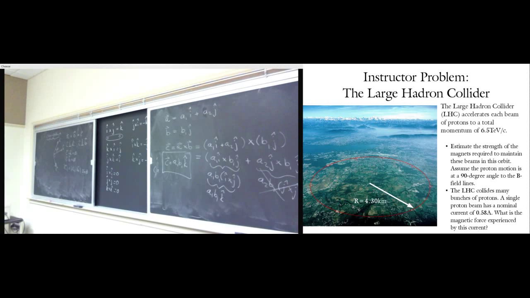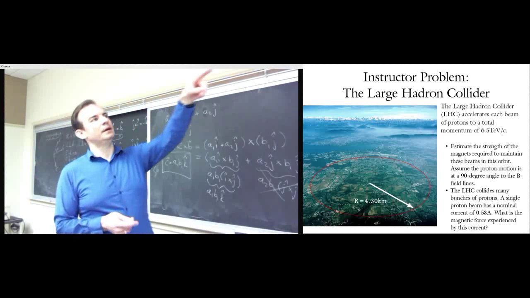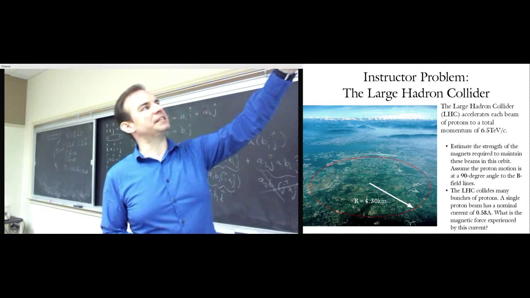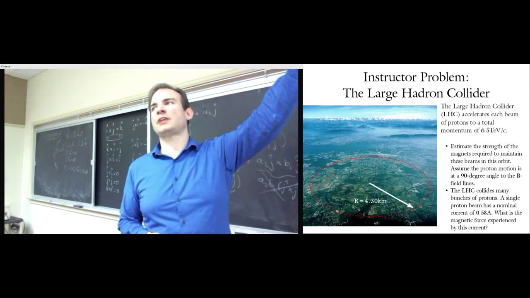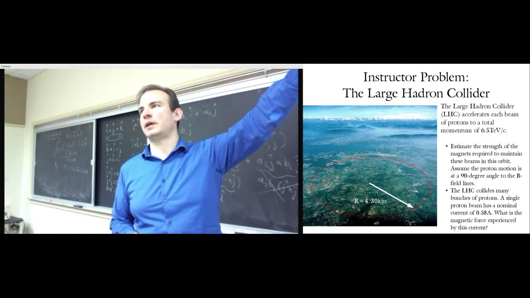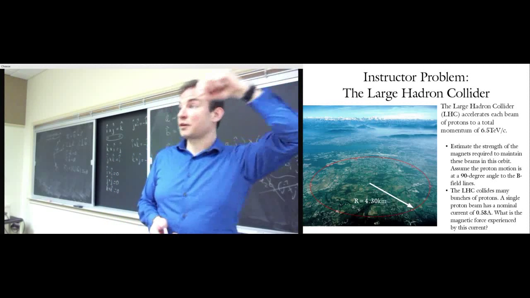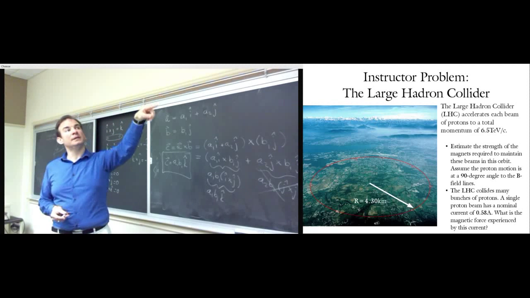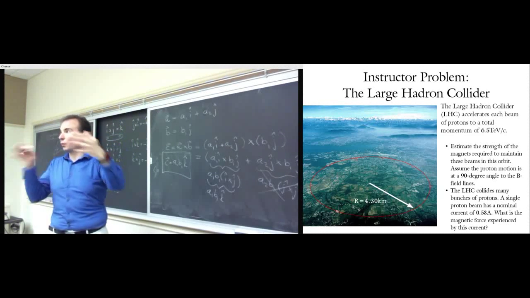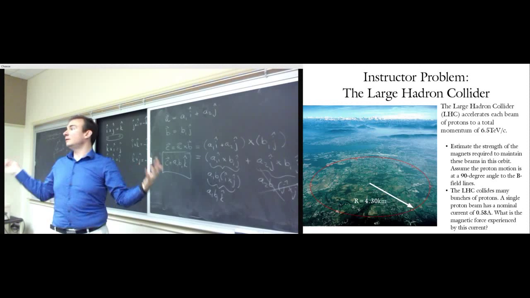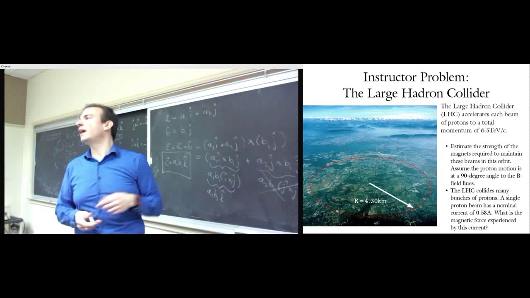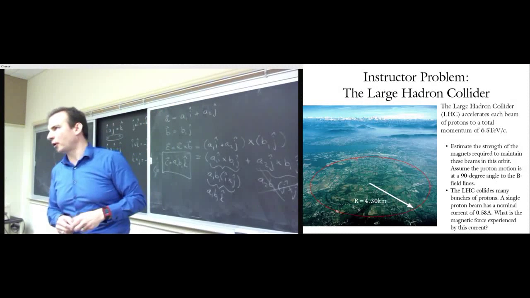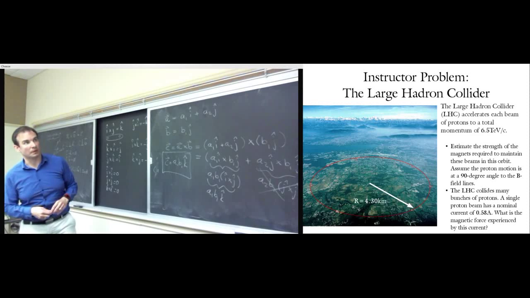So the LHC, Large Hadron Collider, accelerates beams of protons, and each beam of protons is taken up to a total momentum of these funny units, and I'll walk you through them in a second. 6.5 tera electron volts divided by C, where C is the speed of light. Now, believe it or not, you can work through it. This is a unit of momentum. You can convert electron volts to joules, and C is just meters per second. And if you work through that, you'll see that you get kilogram meters per second, which is momentum. So it's just a funny way of writing momentum. But it's very standard in particle physics, my field, medical physics as well.